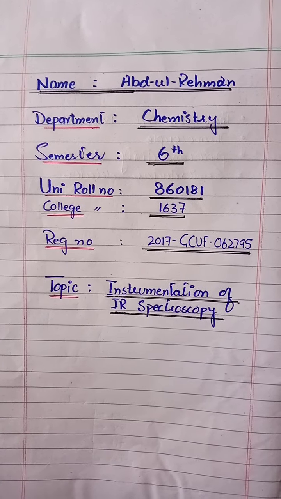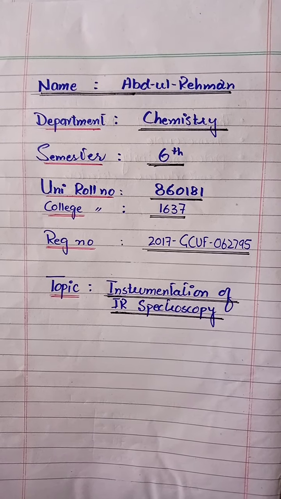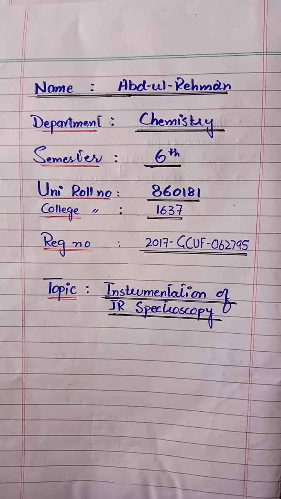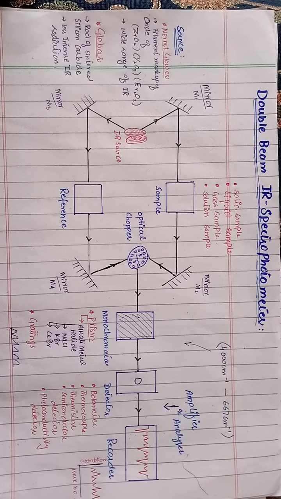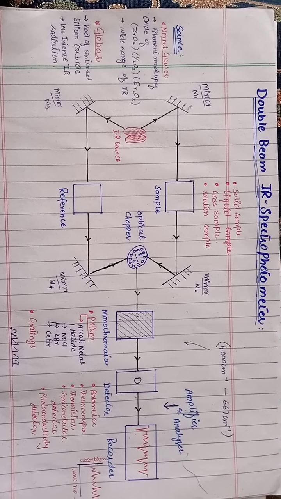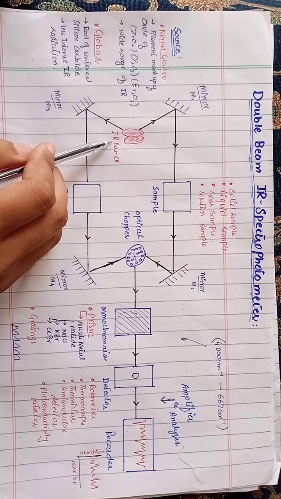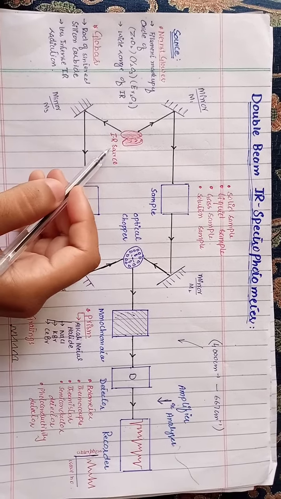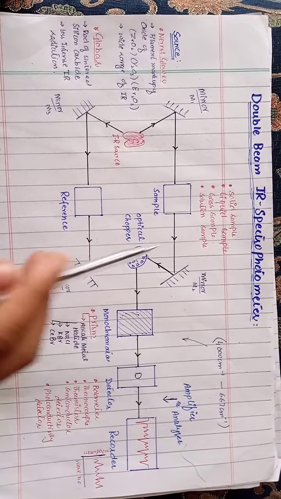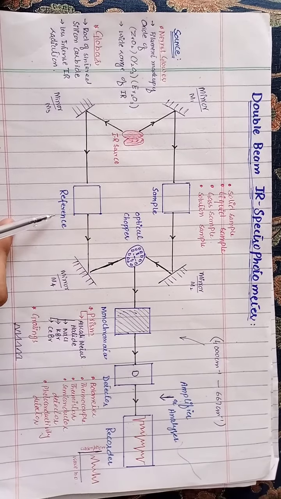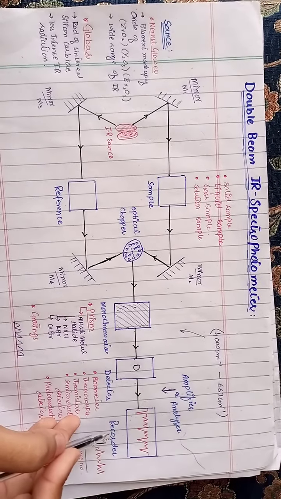Today the topic of my presentation is a brief introduction to the instrumentation of IR spectroscopy. In IR spectroscopy we will discuss the double beam IR spectrophotometer. This double beam IR spectrophotometer consists of many components. The number one component is the IR source, meaning the infrared source, then four mirrors, named M1, M2, M3 and M4, sample, reference, optical chopper, monochromator, detector and, at last, recorder.